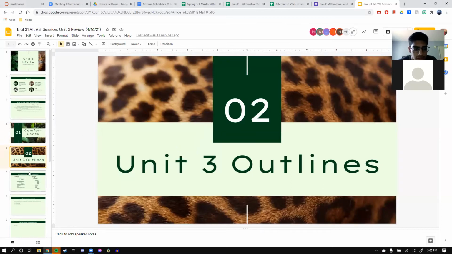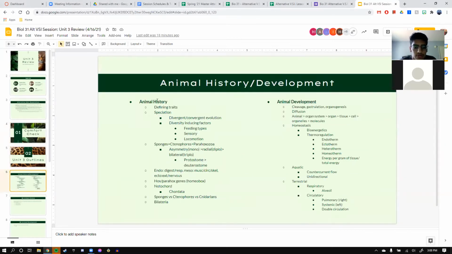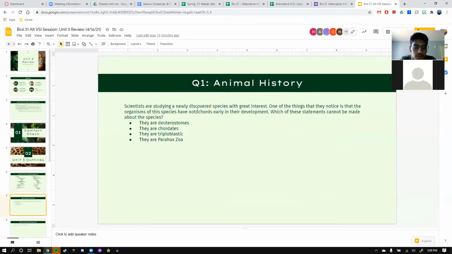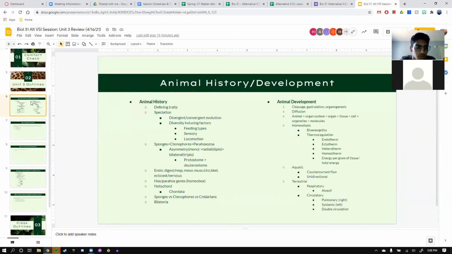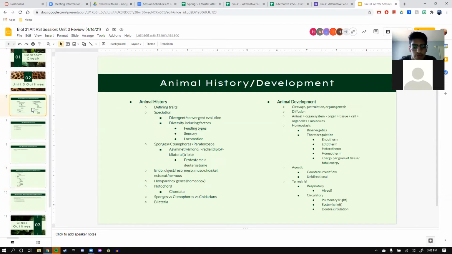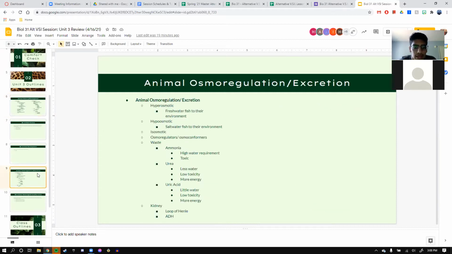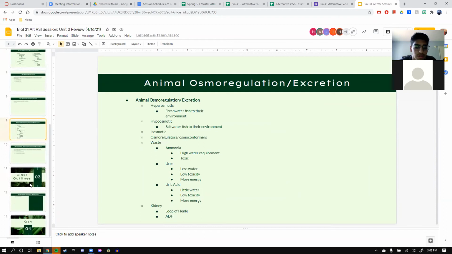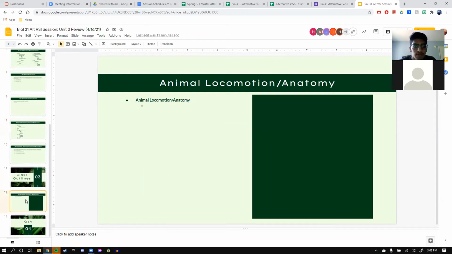So Unit 3 outlines, right here, I've created one, two, three outlines of material that we'll be going over today. Animal history, animal development, and animal osmoregulation / excretion. The final class outline will be for animal locomotion and anatomy. So that's the one I'm giving to you guys to make together as a class.